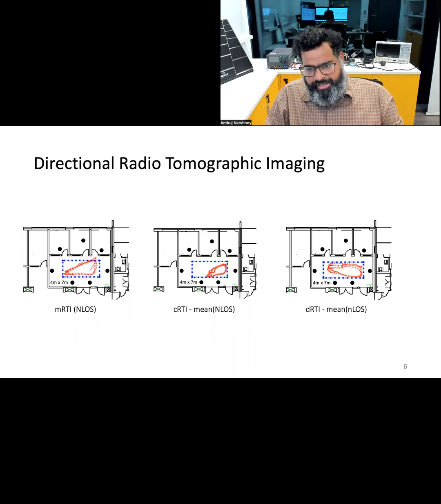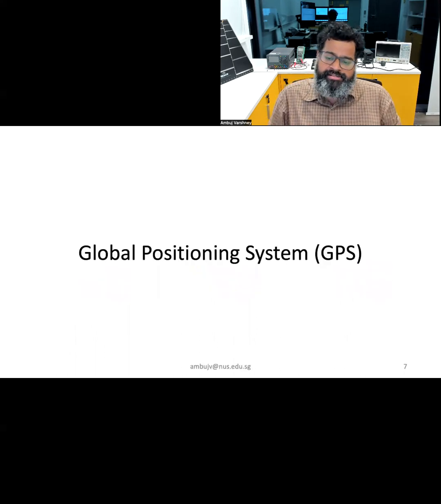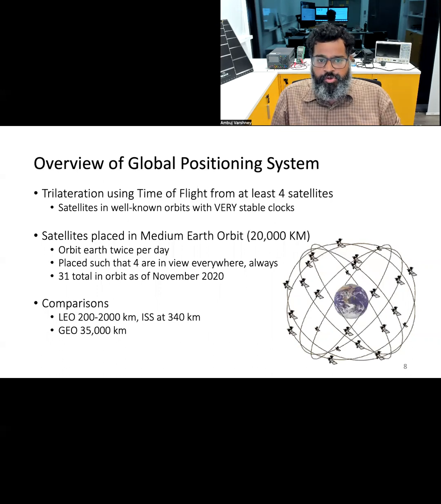Of course, radio tomographic imaging is just one of the several localization systems that have been developed and are now also in practice that allow you to localize a person in the environment. Now let's talk about one of the most widely deployed localization systems that we also use in our day-to-day life. This is called the Global Positioning System. Do you know how this system works? What is GPS and how does it work?